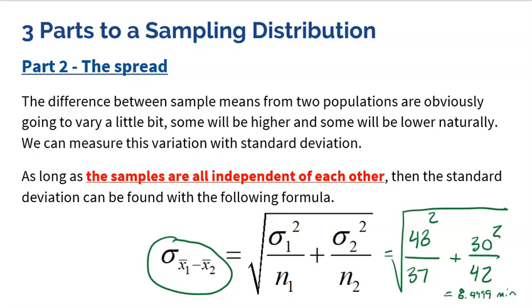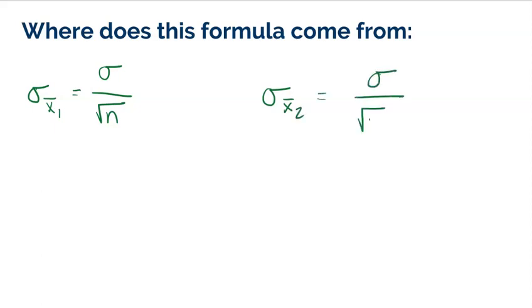Now, I want to make sure everybody is crystal clear on where this new formula comes from. So let me talk about that very briefly. All right. So the standard deviation of a single sampling distribution, looking at just one mean for one population, we learned in the last topic, is the standard deviation from that population divided by the square root of its sample size. But if I have two of these, one for population 1 and one for population 2, well then I essentially have the same formula twice.